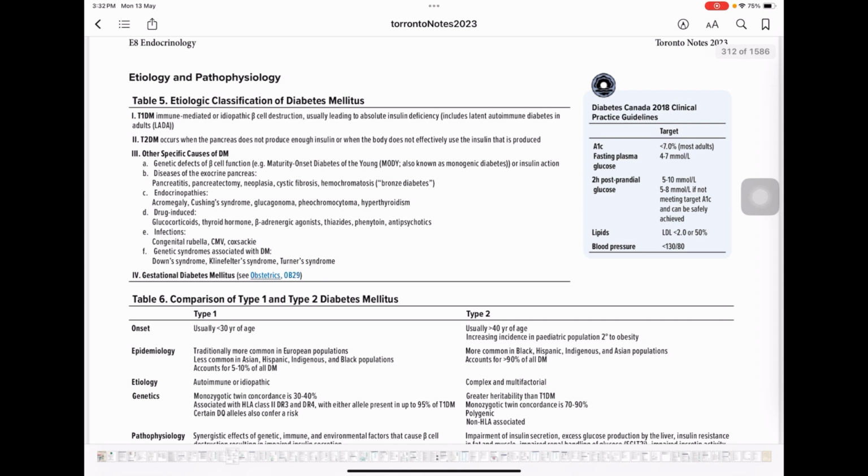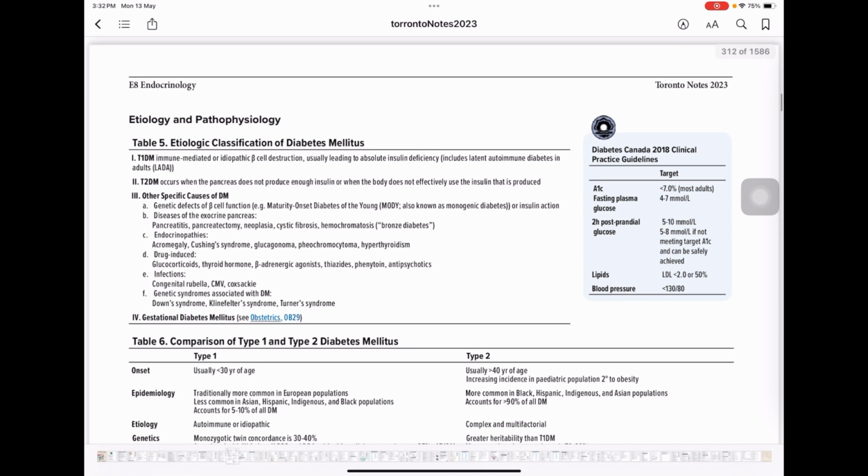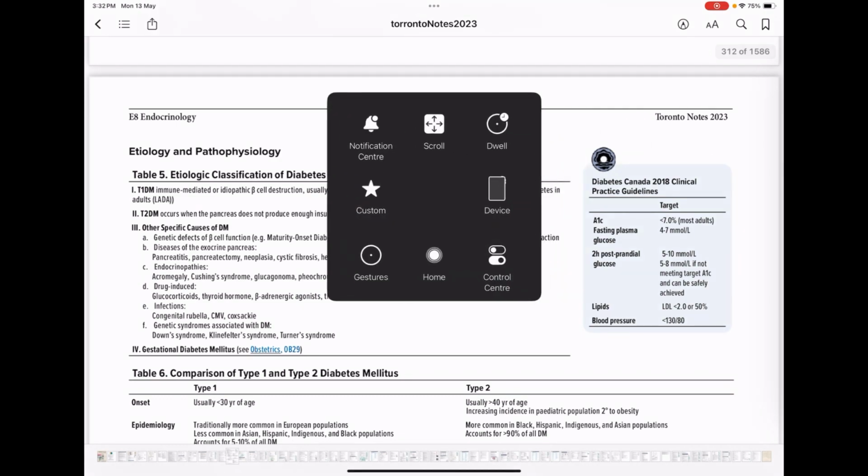And then on the right side, you see the HbA1c target for patients with diabetes should be less than 7. Plasma glucose should be 4 to 7 millimoles, and 2-hour postprandial should be 5 to 10. LDL should be less than 2, or a reduction of 50%, and blood pressure should be less than 130 by 80. So these are the basic things that you need to remember. Even if you go through the charts or tables of Toronto notes, that would be enough.